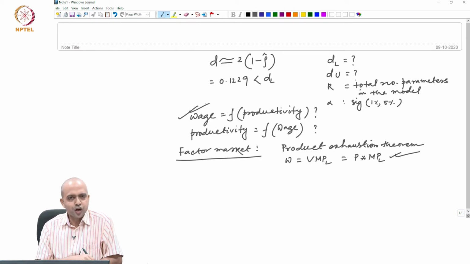But there are counter arguments also. Some economists believe that productivity also depends on wage, because wage gives you some kind of motivation to work more, to produce more. If the laborers are not paid enough, then obviously there is a high chance that their productivity will go down.